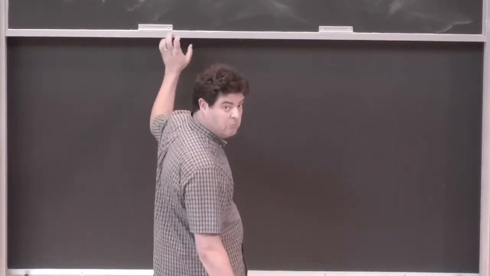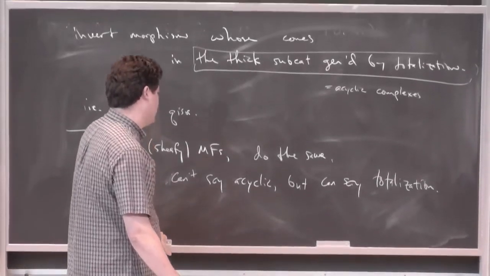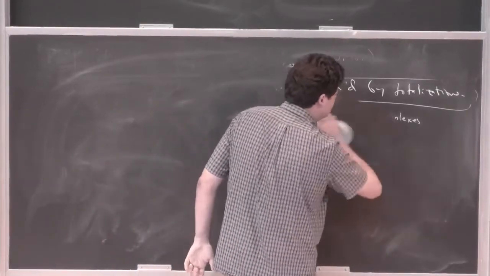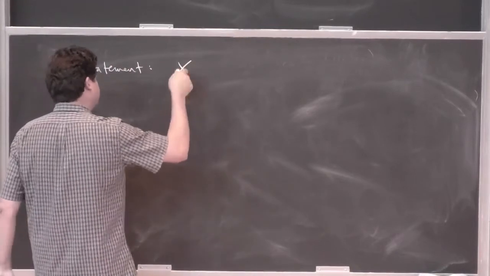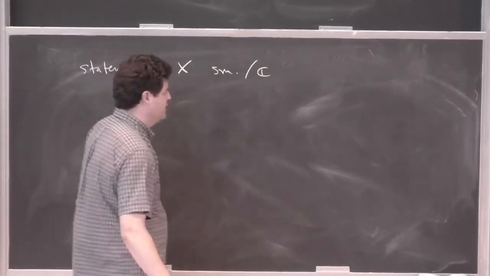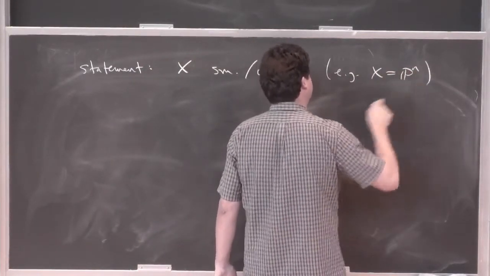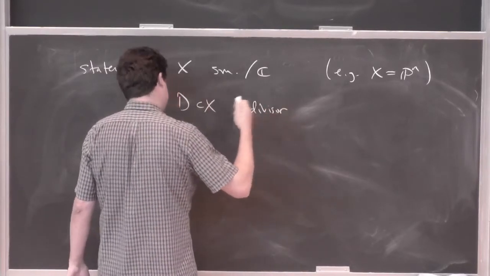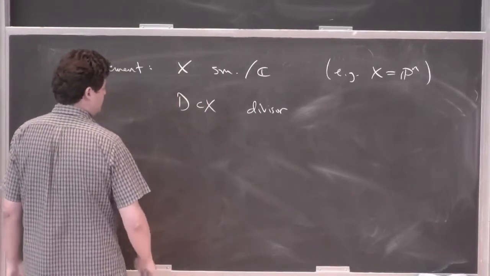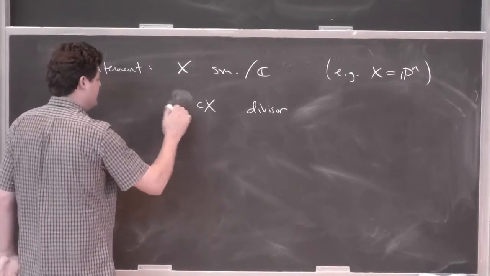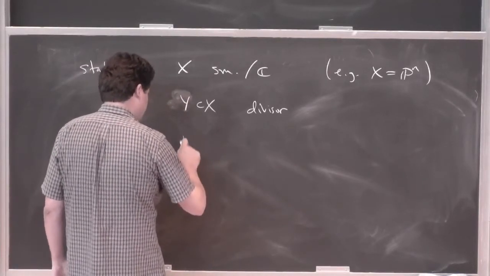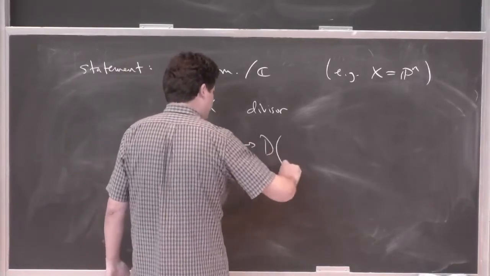So that's what I want to talk about for the last 18 or so minutes. I want to set that up. Maybe I'll give you the statement. The statement is going to be: X is going to be smooth over C, and in our example, X is going to be Pn. D in X is going to be a divisor. No, I'm going to call it Y, otherwise I have to write D of D all the time and you'll rebel. And we're going to get a functor from the derived category of Y to the derived category of matrix factorizations.